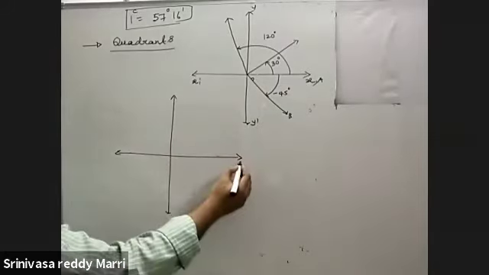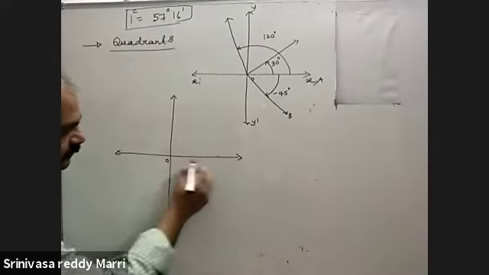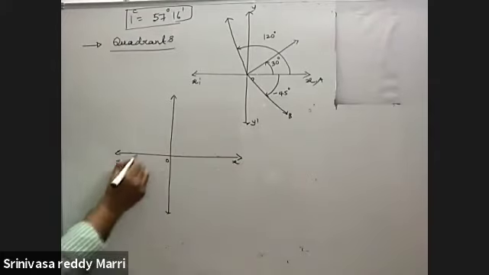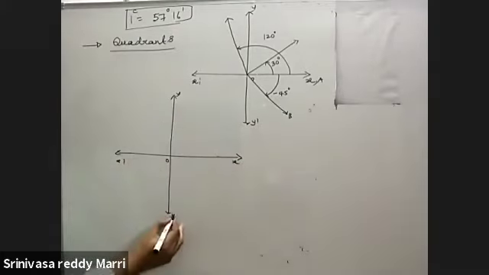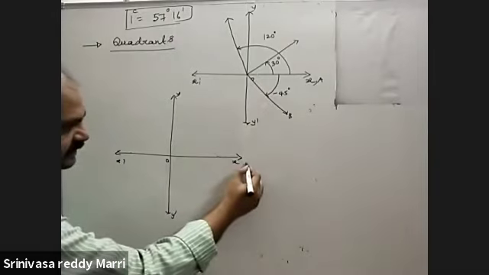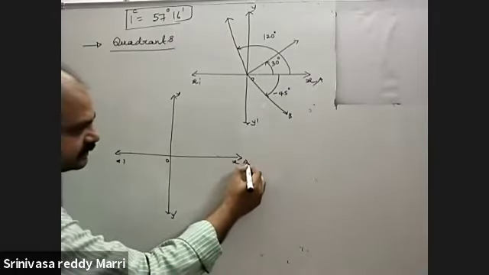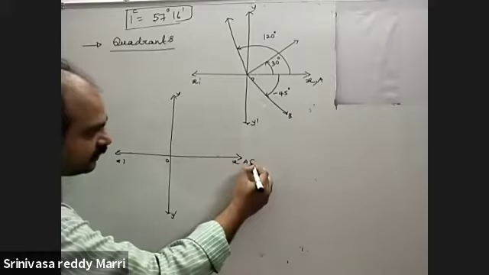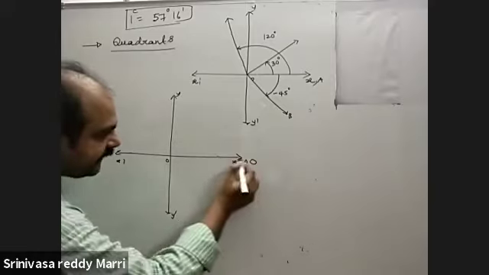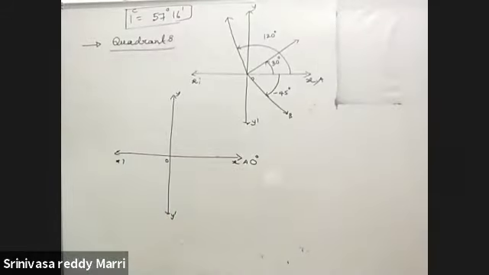Look at this. This is always the initial ray. That means the initial ray is 0 degree. This ray itself is 0 degree. No measurement, same ray, 0 degree.